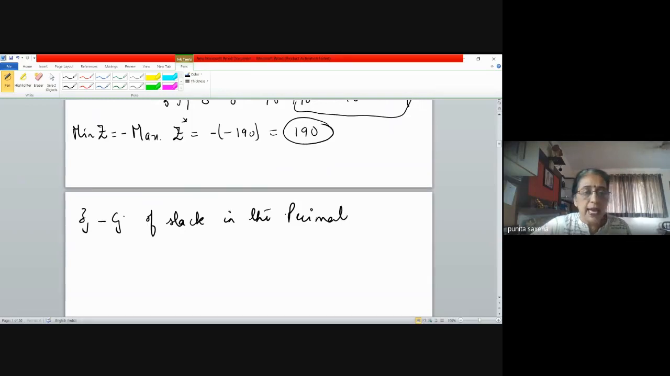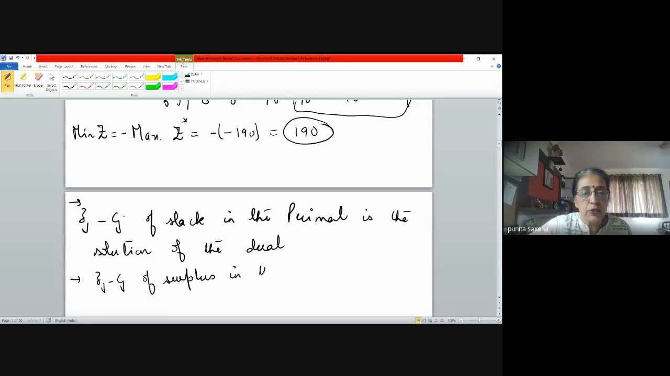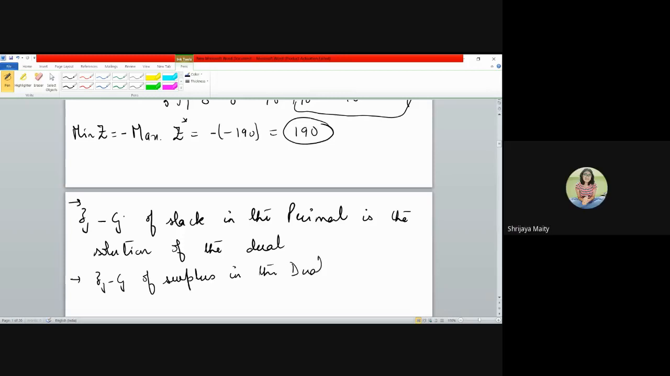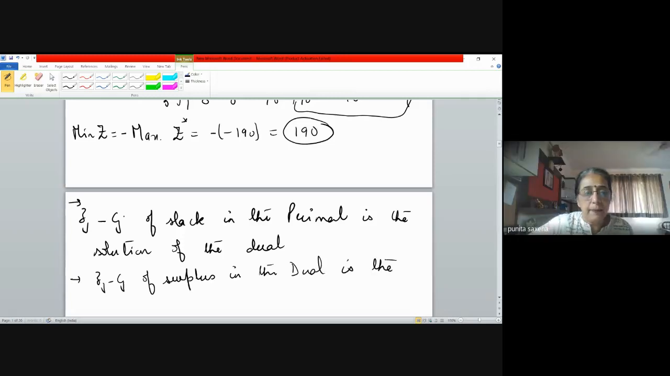Of course, when I say slack, it's understood that my primal problem is a maximization problem of less than or equal to type. So Zj minus Cj of slack in the primal is the solution of the dual. So this is my first rule. Is this clear? The second observation that I made is that Zj minus Cj of surplus in the dual.